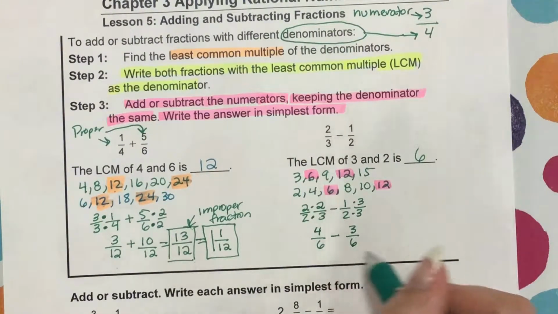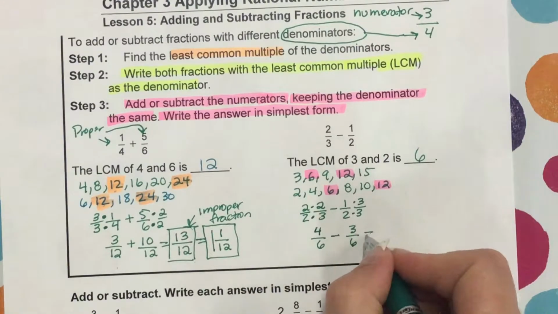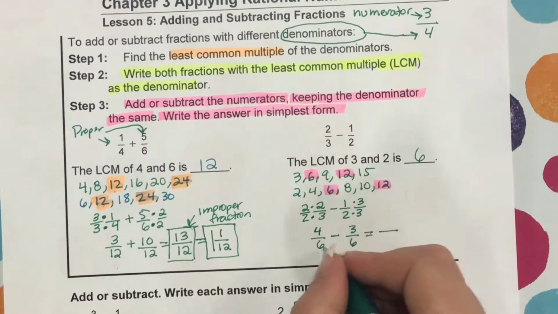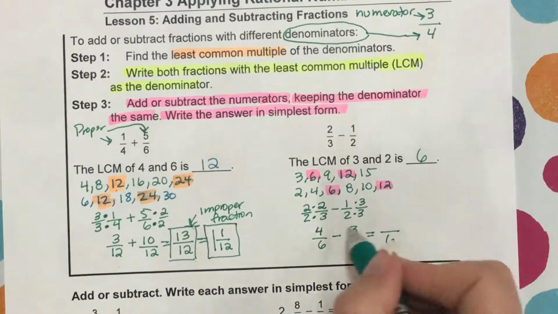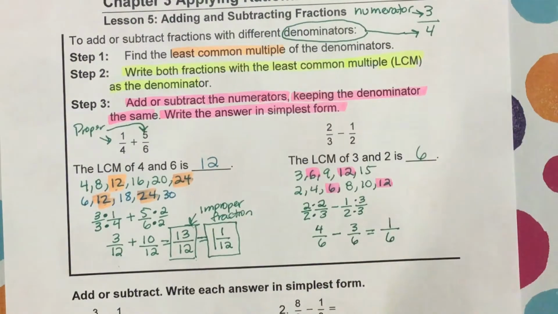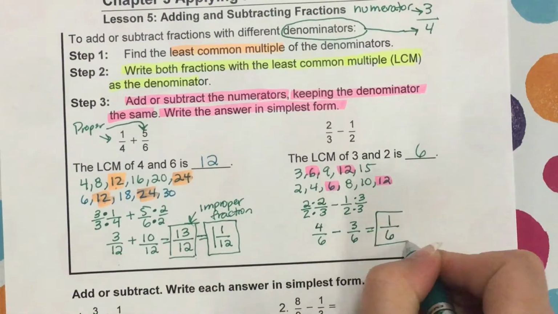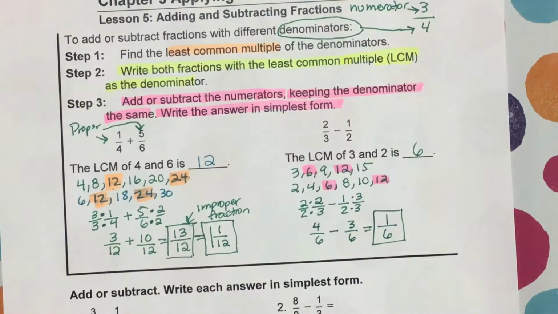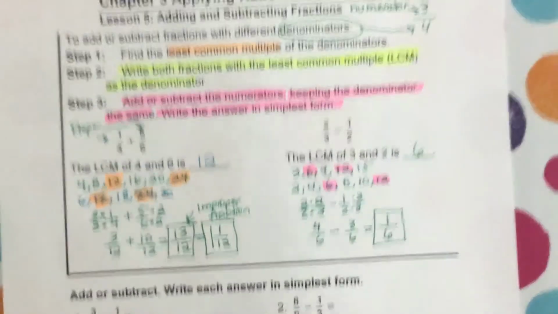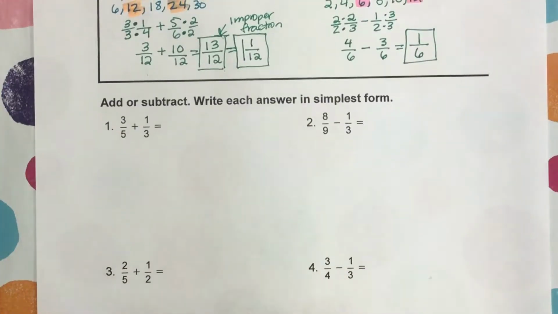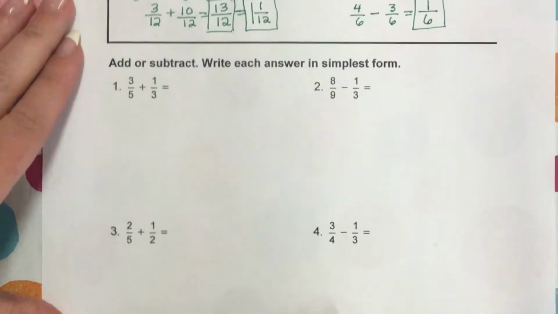And then we just keep the number on the bottom and we subtract. So the 6 remains the same, and then we just subtract the numerators. 4 minus 3 is 1. And that's in simplest form, so that is our answer. Perfect. So let's go ahead and do a couple more problems together, and then I will have you do some problems on your own. So we're going to add or subtract and write each answer in simplest form.